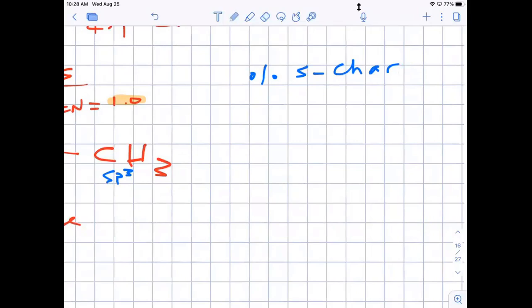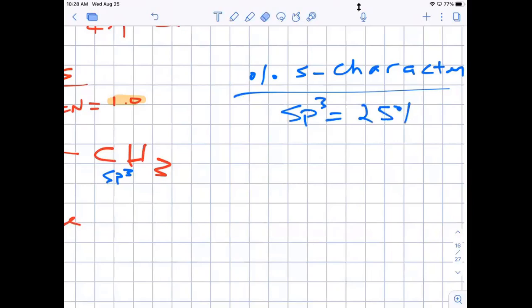Man, I gotta get me a stylus or something because my finger is really sticking to this screen. Percent S character. So sp3 is 25% S. Is that right? You've got 4 total orbitals and only one of them is an S, so it's 25%. Yes or no? I would think so. Yes. Yeah, there are four things, they have to add up to 100. So if you take one out of the four, it's 25%.